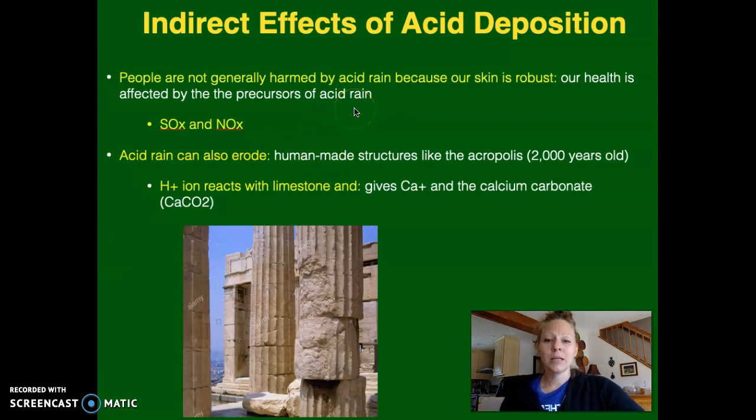Finally, to keep in mind, acid rain isn't going to hurt our skin if it falls on our skin. It's not that acidic. But it also can impact human-made structures. So if we think about the Acropolis, which is about 2,000 years old, it is now starting to erode because of the acid deposition. And so there's a sense of a need to preserve these structures that are very meaningful to us, but there's really no way to protect them.